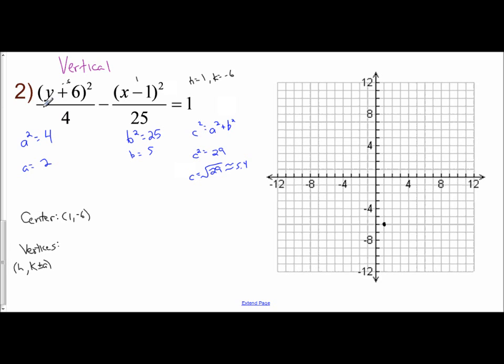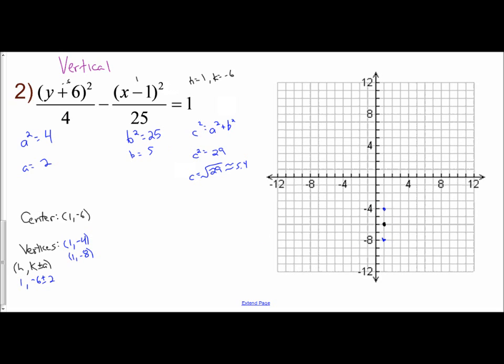So if you want to use the formula, you can. I can see here that my h is 1, so 1 comma your k, which is -6, plus or minus your a. Personally, I just believe in counting. Since I know a is 2 and it's vertical, I can go up 2 units, there's a vertex. I can go down 2 units, and there's a vertex. And I would get my coordinates. They would be 1 comma -4 and 1 comma -8. That's it. So those are the coordinates of my vertices.